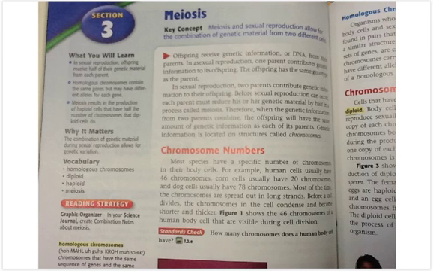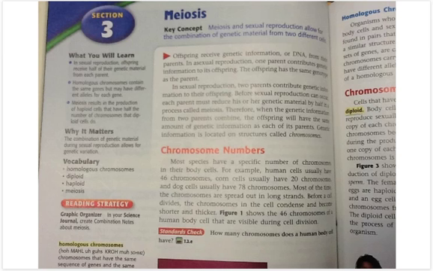So first, open your book to the meiosis section in your book. It's chapter 6, section 3. Go ahead and pause right now so that you can go and get your textbook, and then you can read along with me. So chapter 6, section 3 is titled Meiosis.